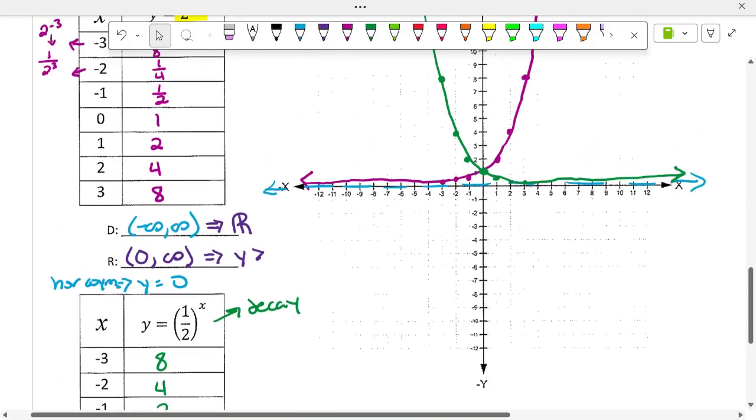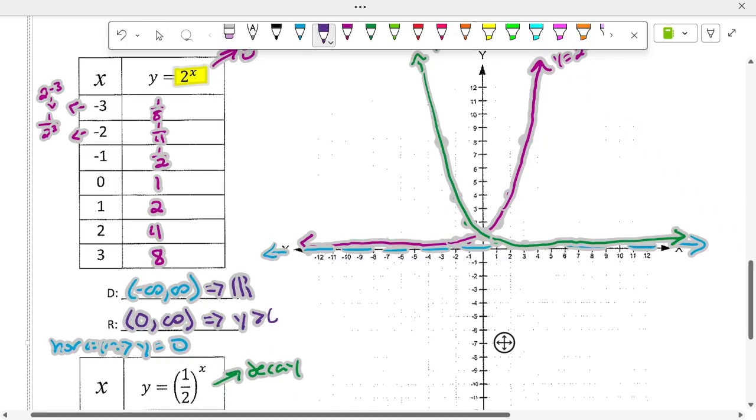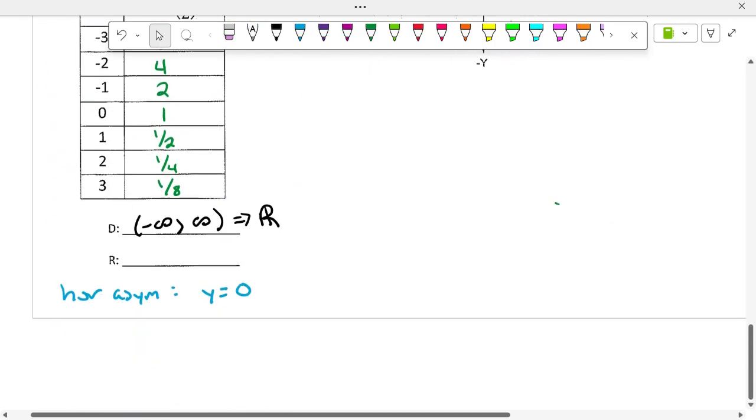What about the range? What's the range of the green graph? What's the lowest y value? 0. Would I put a bracket or a parenthesis? Parenthesis, because it doesn't cross at 0.